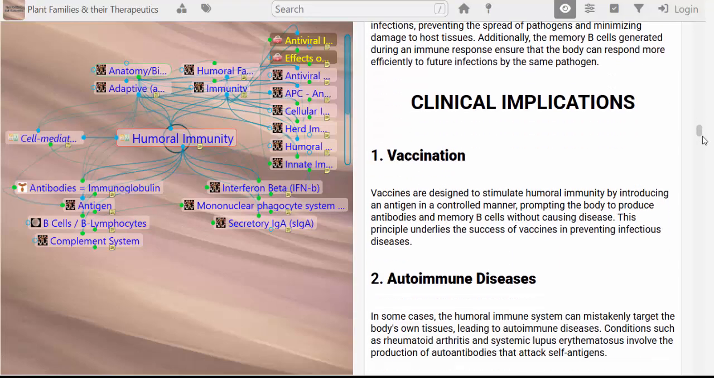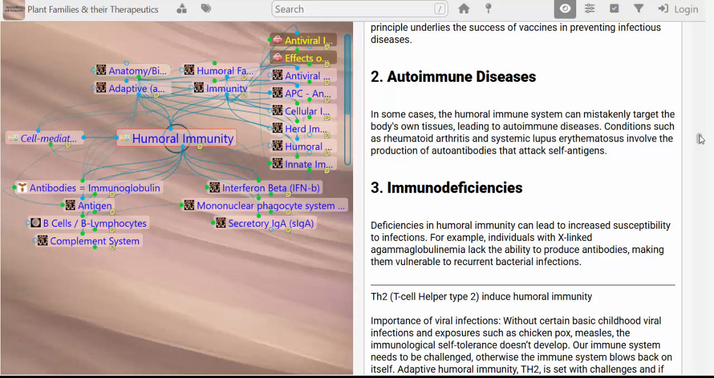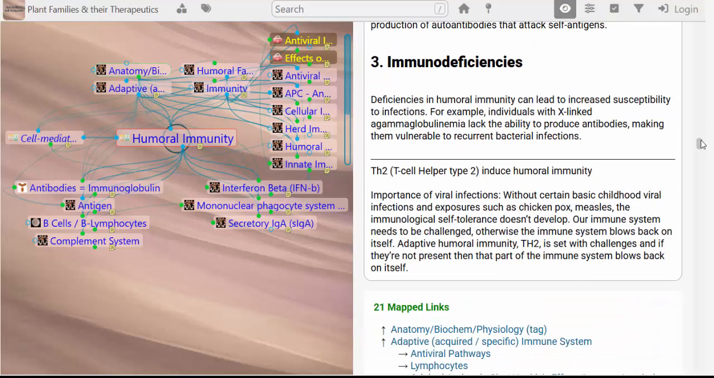Clinical implications: vaccines are designed to stimulate humoral immunity by introducing an antigen in a controlled manner, prompting the body to produce antibodies and memory B cells without causing disease. In some cases, the humoral immune system can mistakenly target our own tissues, leading to autoimmune diseases. There can also be a problem with deficiencies in humoral immunity, and that can make us more susceptible to infections.